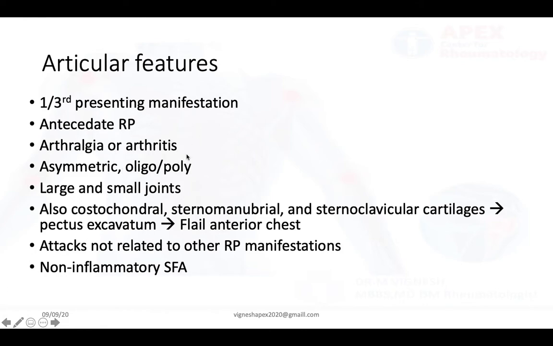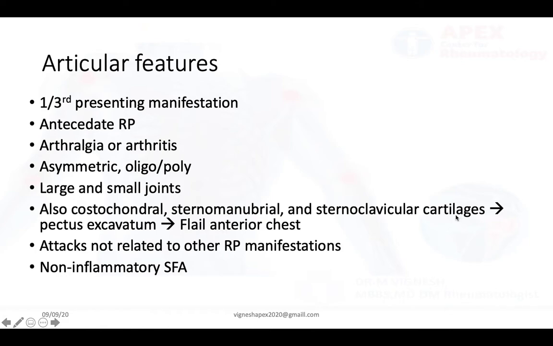Oligoarthritis or polyarthritis, so either small and large joints can be involved. And when the cartilage of the chest wall is involved, you will have a pectus excavatum, which is otherwise called a flail anterior chest, because of the cartilage of the chest getting involved.